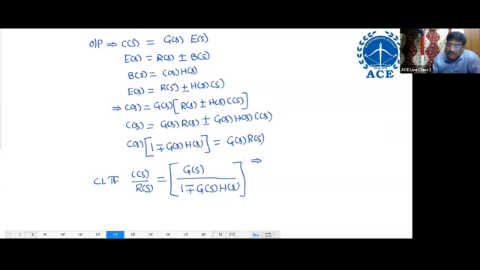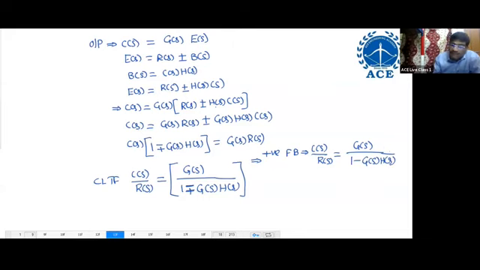So for positive feedback, we got negative; for negative feedback, we got positive. For positive feedback, what is C(S)/R(S)? C(S)/R(S) equals G(S) by 1 minus G(S)H(S).